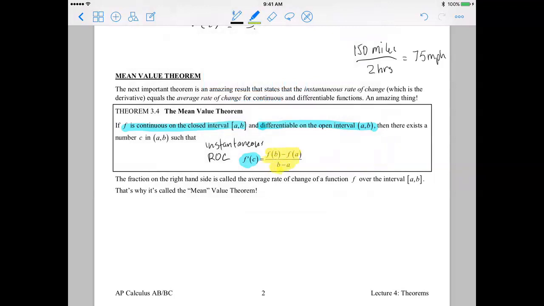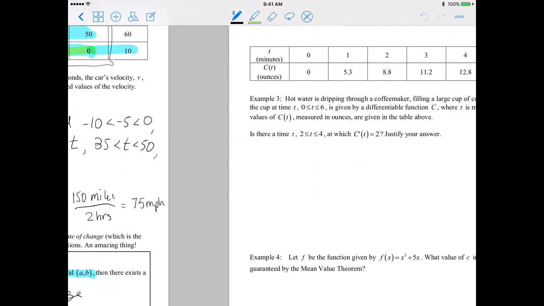This fraction right here is called the average rate of change. So I'm going to write that down. It is the average rate of change. And so what this theorem is saying is that if the function is continuous on the closed interval and differentiable on the open interval, then there had to be at least one point where the instantaneous rate of change, or the derivative, is equal to the average rate of change, f of b minus f of a over b minus a. Okay, so let's now use this theorem to see if we can answer some questions.